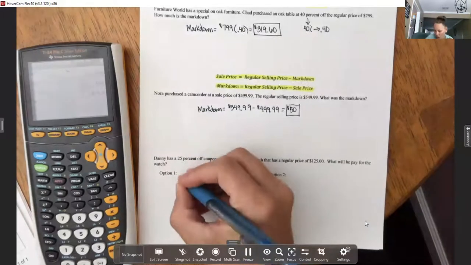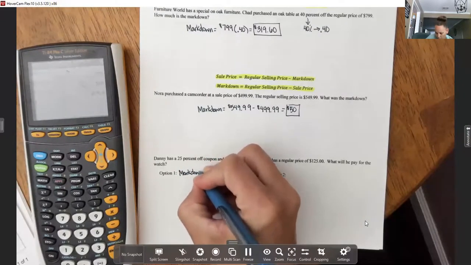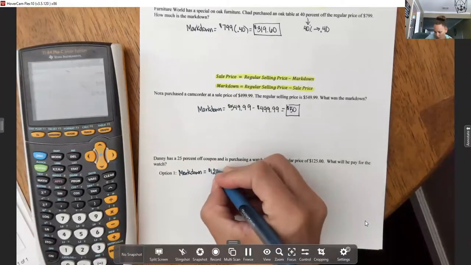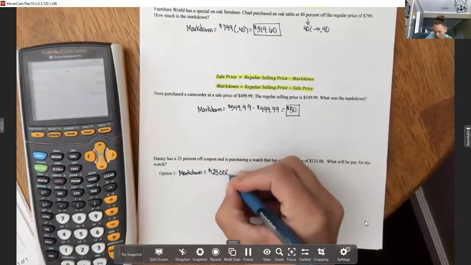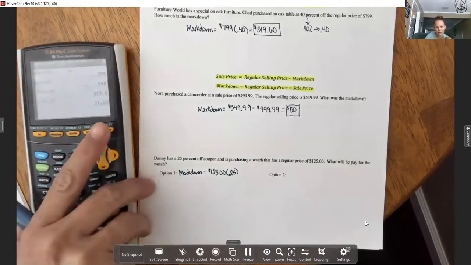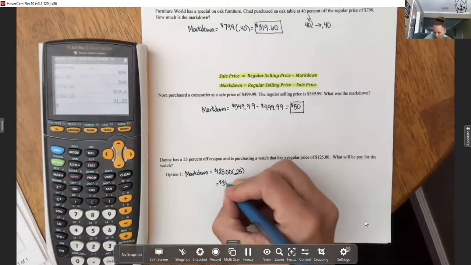So option 1, kind of like what we're doing up above. So the markdown, we're going to take the $125. We're going to multiply by 25%, 0.25. So 125 times 0.25. So the markdown here is $31.25.